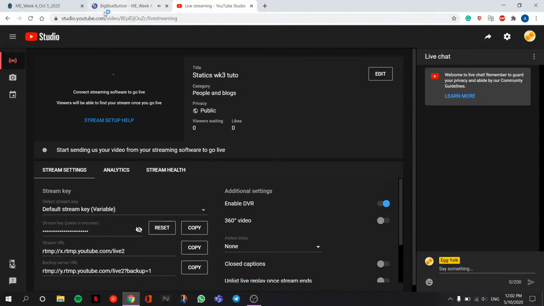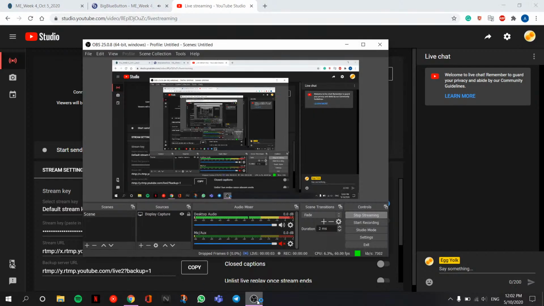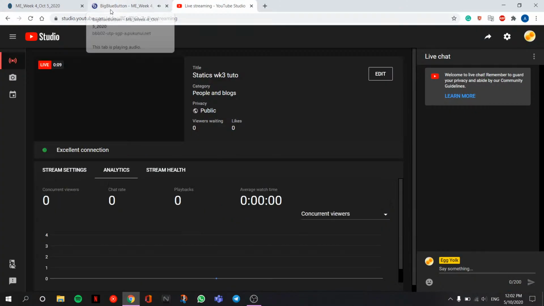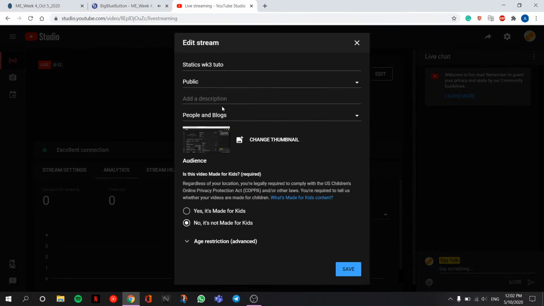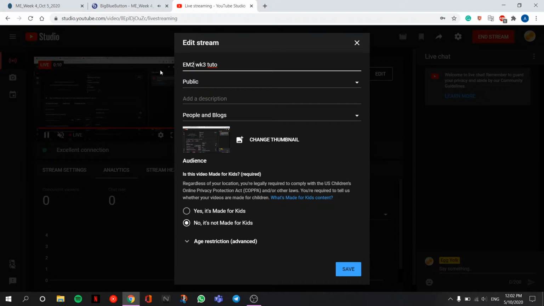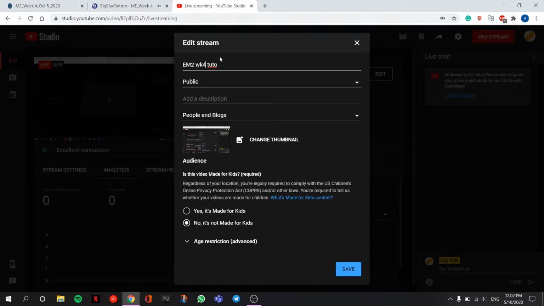How this can be applied, you refer to the non-homogeneous differential equation: an y^(n) plus an minus 1 y^(n-1) until a1 dy/dx plus a naught y equals g(x). The g(x) is called the non-homogeneous part. So the general solution, as you know, we already solved for the complementary part. This one comes from the homogeneous part.